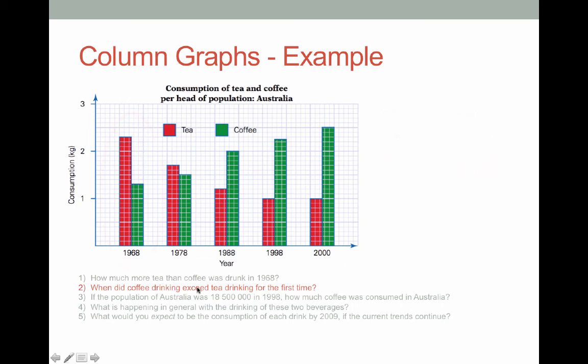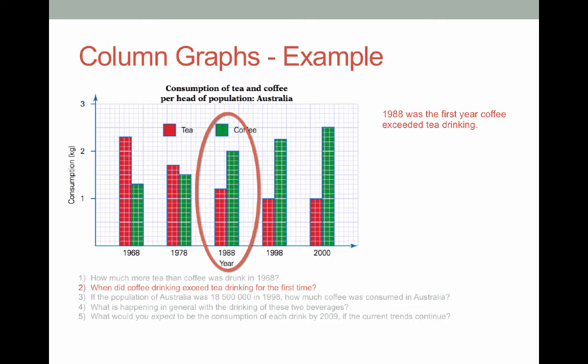When did coffee drinking exceed tea drinking for the first time? Well, for this one, you just need to know what the word exceed means. Exceed means to be more than. So if I look at 1968, tea is more than coffee, or tea is being drunk more than coffee. Same in 1978. It's when we get to 1988 that coffee first exceeds tea drinking.